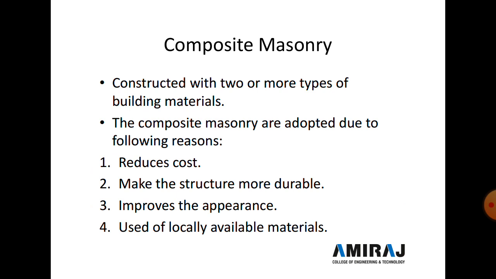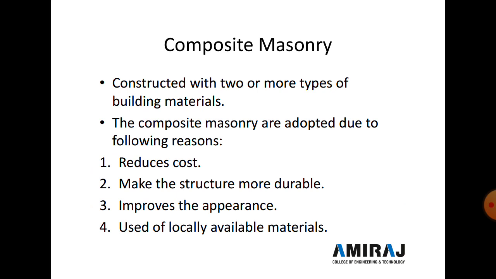Composite masonry is when a wall is constructed with two or more types of building material, it is termed composite masonry. For example, when we use two different materials, one type of material is stone and another type of material is brick. By using these two materials to construct a wall, it is called composite masonry.